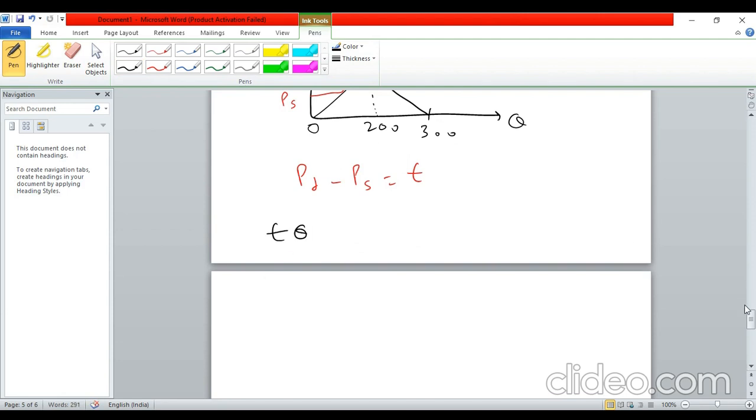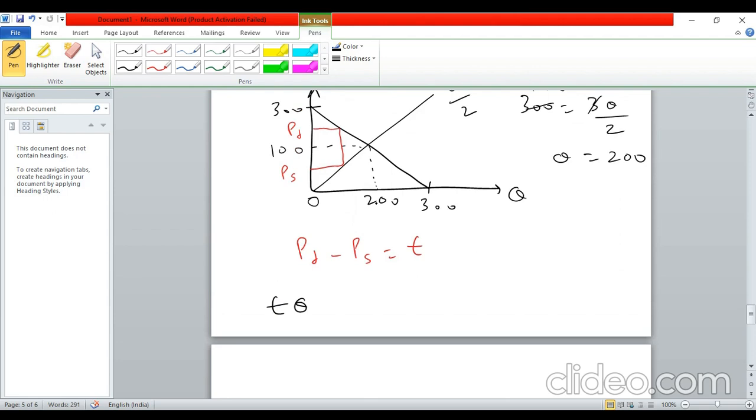What is Q here? This is the quantity that you will get from here. Let us say this is Q star. So the total tax revenue will be t into Q star, and we have to maximize this thing, right? T we already know, T is PD minus PS into Q. We have to maximize this.